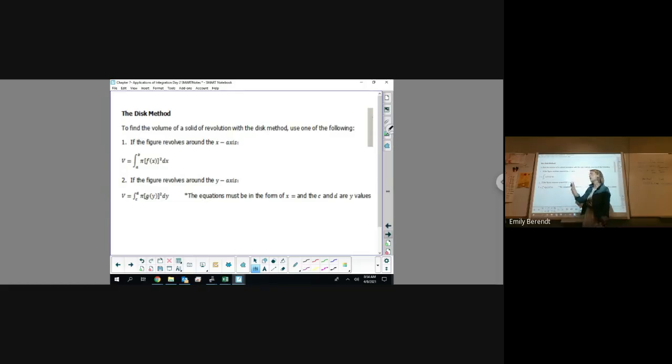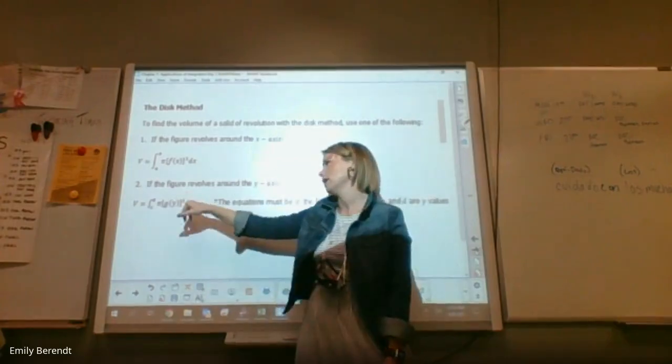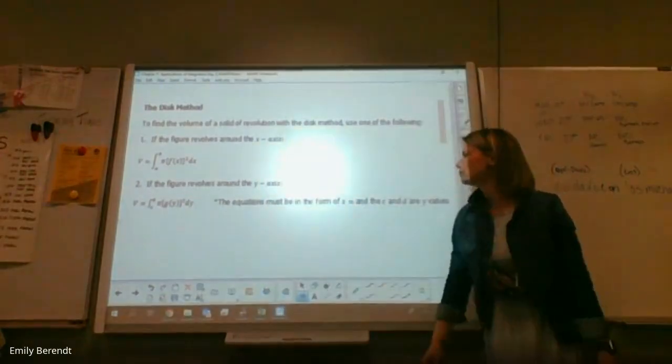All right, and then around the y-axis, your bounds, they call them c and d, instead of a and b, but c and d have to be y values. They can't be x values. And then your function has to be in terms of y, just like it was when you did your horizontal rectangles. And then make sure that you have dy on the end.